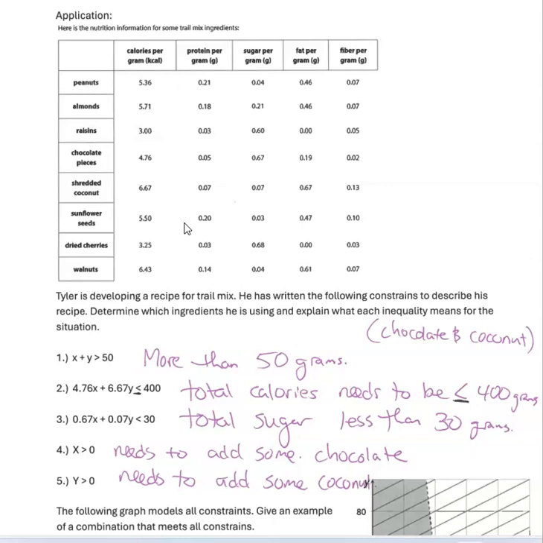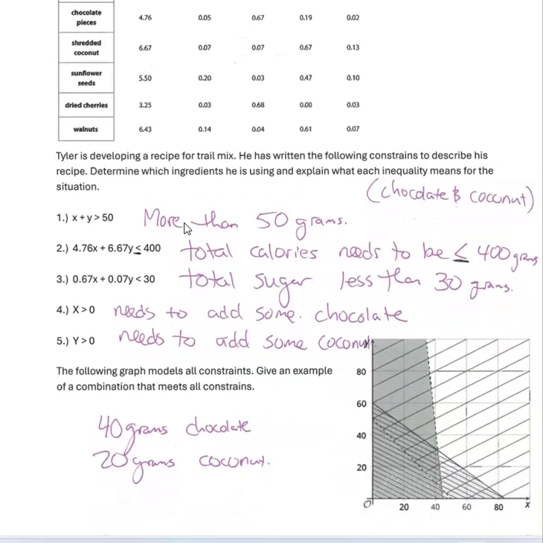means for the situation. So what I was able to do here is I went and looked at the different inequalities, and I saw that one of them had the 4.76 and one had 6.67, and I saw those came from chocolate and coconut. So I found out that 2 ingredients that he was going to be using was coconut and chocolate. And then I tried to figure out what each one of these constraints actually meant.